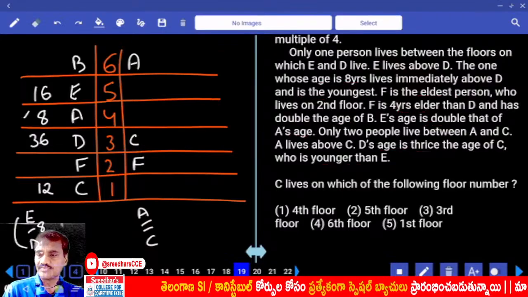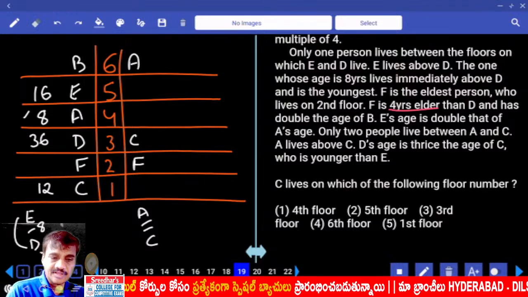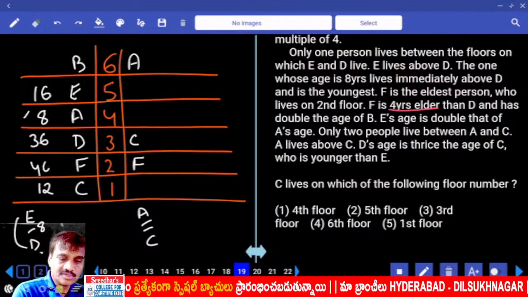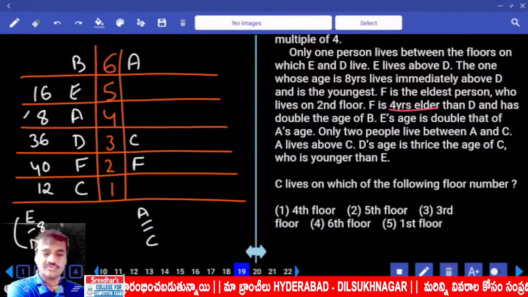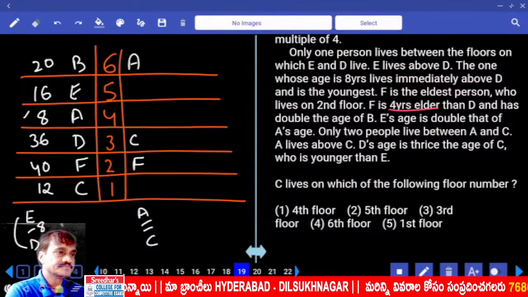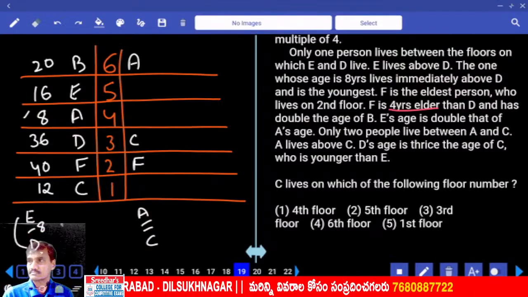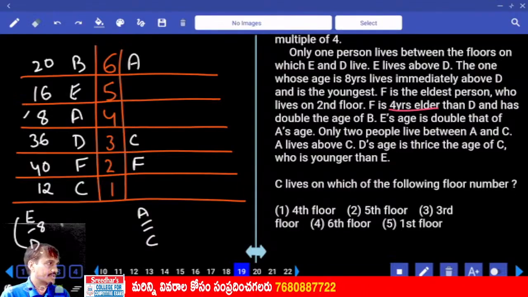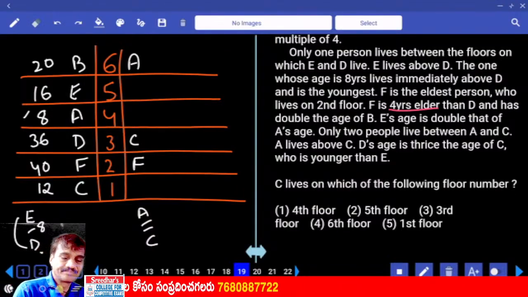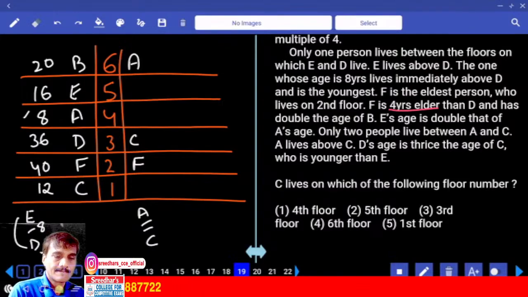Then F is 4 years elder than D, this is 40. F is the eldest, 4 years elder than D, and has double the age of B. Now B's age is 20 years. Clear? Fine. BEA, DFC, and the ages are 20, 16, 8, 36, 40, and 12.